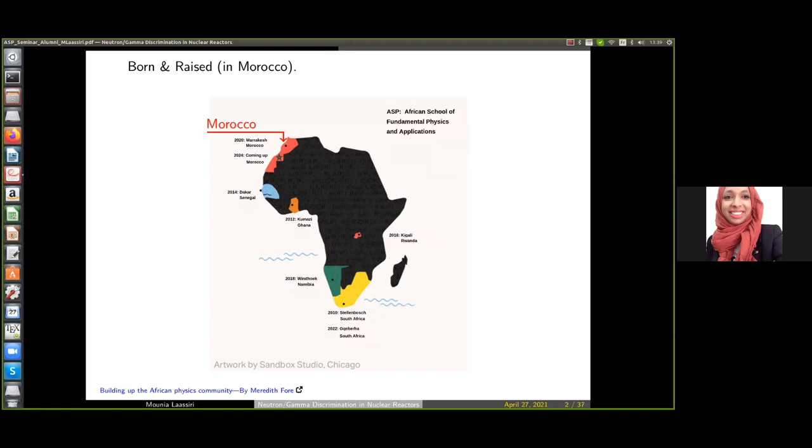Here, a nice map of Africa with some touch of physics, showing the previous editions of the African School of Physics. This map is taken from an article on the African School of Physics, "Building Up the African Physics Community" by Meredith Fore. I added here also the two upcoming editions, ASP 2022, which will be held in South Africa, and ASP 2024 in Morocco, inshallah, God willing.